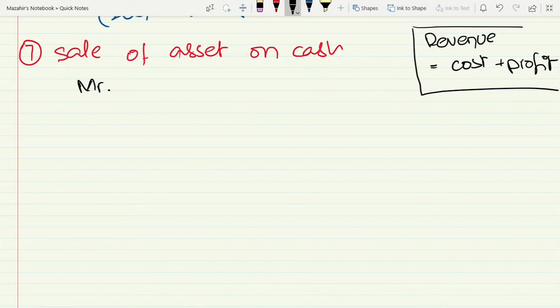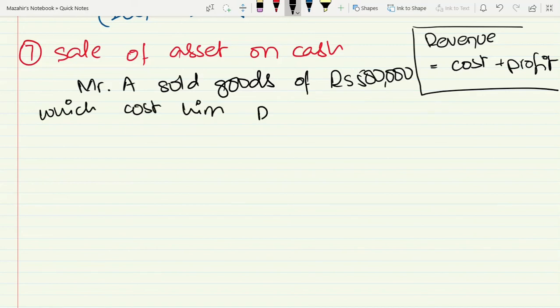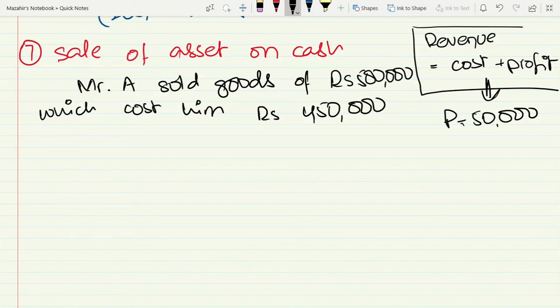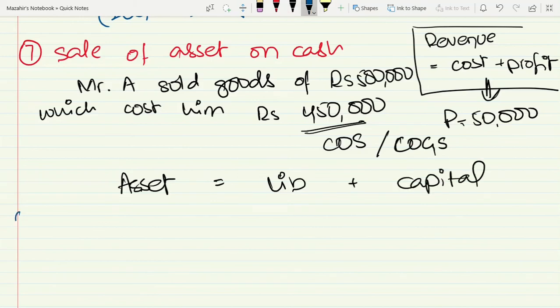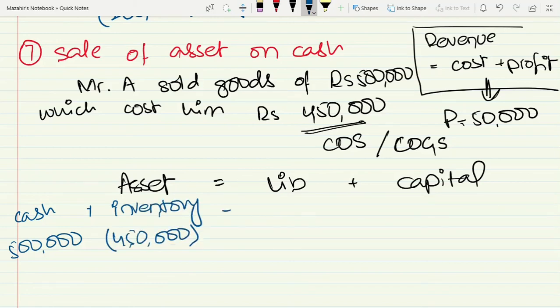So we'll say that Mr. A sold goods of rupees 500,000 which cost him 450,000. So it means that he has a profit of 50,000. And this 450,000 is also called cost of sales or cost of goods sold. Mr. A received 500,000 as cash. That is an increase in asset, and he sold the assets worth 450,000. Assets are inventory, so the inventory cost him 450,000, and the 50,000 he obtained as a profit will go to the capital or the owner's share in the business, that is 50,000.